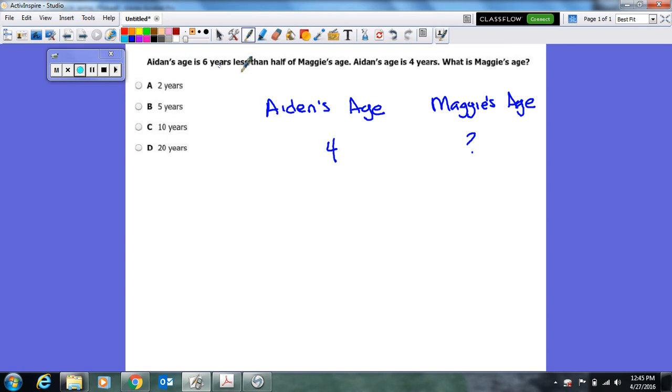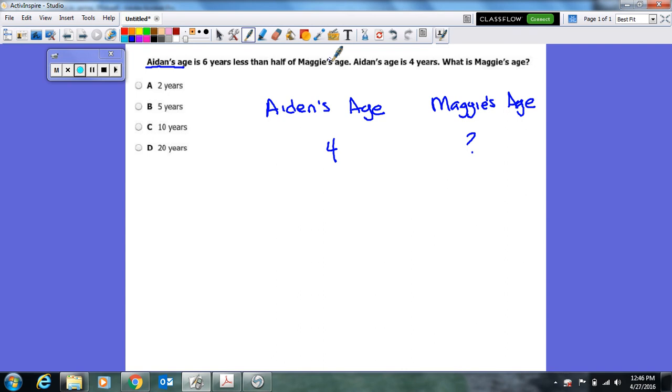So let's go ahead and take the information that they've provided for us and see if we can determine what that is. It goes on here to say Aiden's age is... well, we know what Aiden's age is. They told us at this point in the problem. They go on to say that it's 4 years old. But they also tell us that Aiden's age is also 6 years less than half of Maggie's age. So not only is Aiden's age 4, but it is 6 years less than half of Maggie's age.